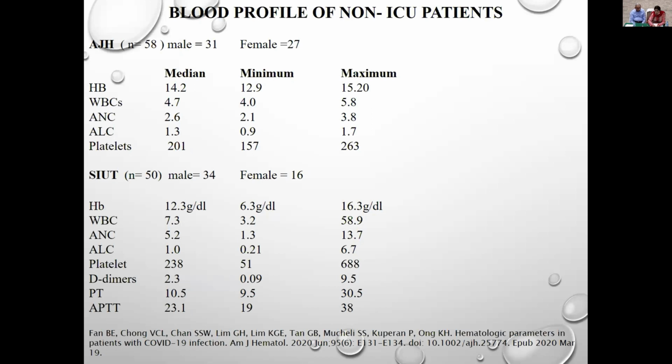They didn't look at the other parameters, but we checked the D-dimers and coagulation parameters. PT and APTT of most of the patients were within normal limits. The D-dimers were slightly raised. The median was 2.3 nanograms.